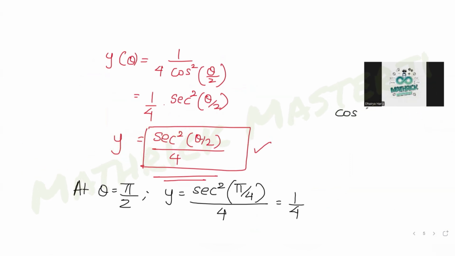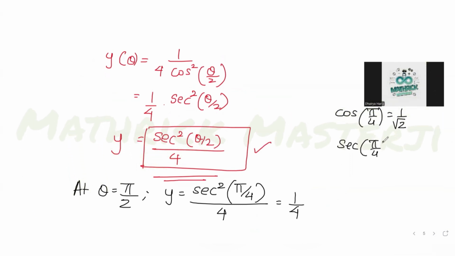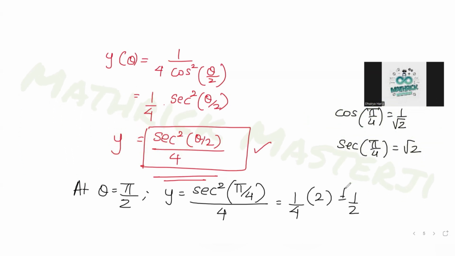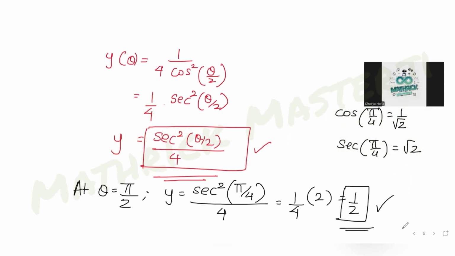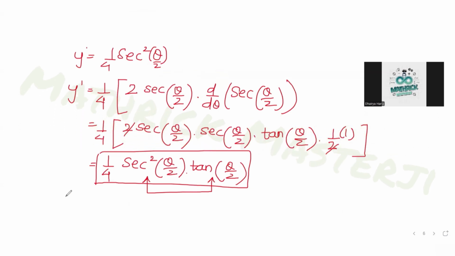So cos pi over 4, we know it is cos 45 degrees, which is 1 over root 2. So sec pi over 4 is just root 2. So sec square pi over 4 will become root 2 square, which is just 2. So it is half. So I have the first value, y.